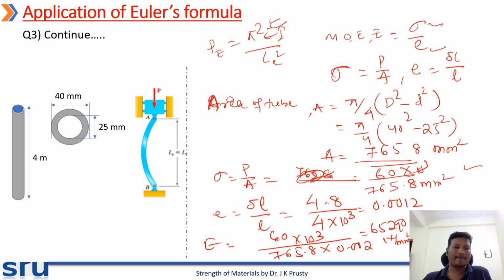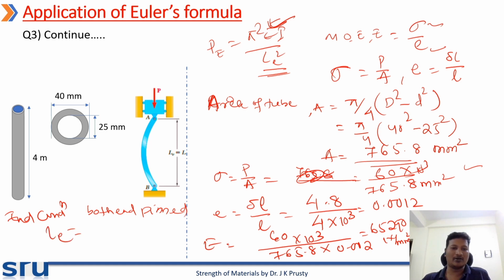So here it is mentioned in the question the end condition. Now we calculated this E value for this formula. So let us just calculate this end condition. The equivalent length, in the end condition where both ends are hinged, is E. For that condition, the equivalent length is nothing but 4 into 10 to the power 3 m. So next, we need to find out the moment of inertia of the tube.